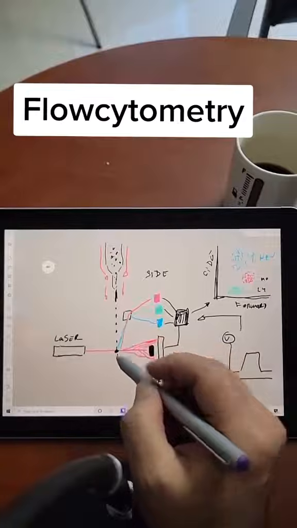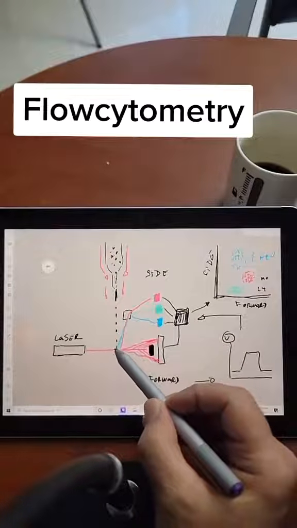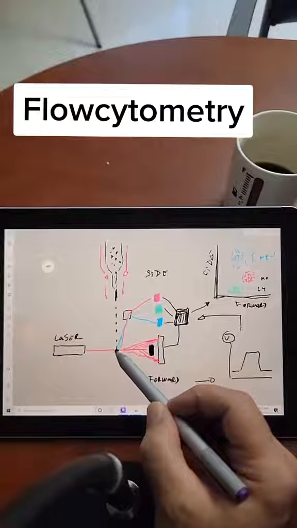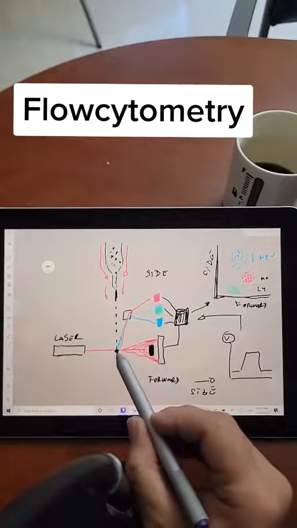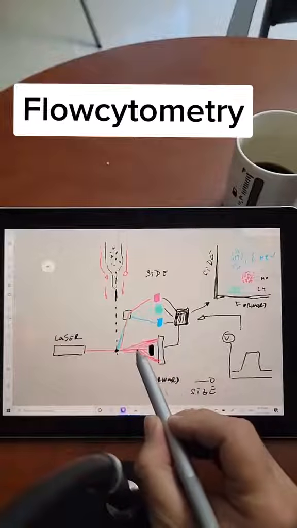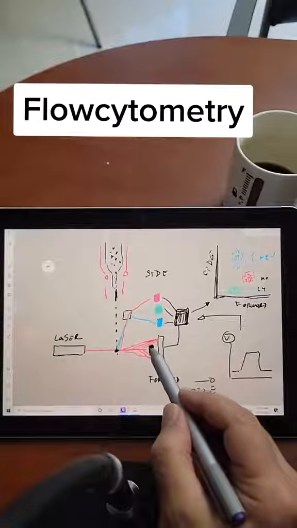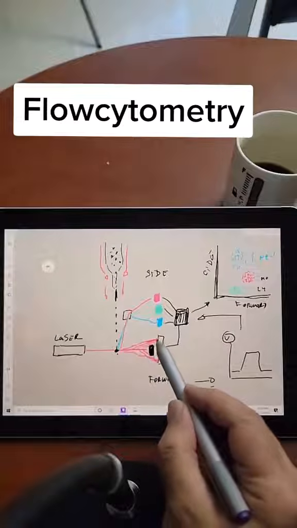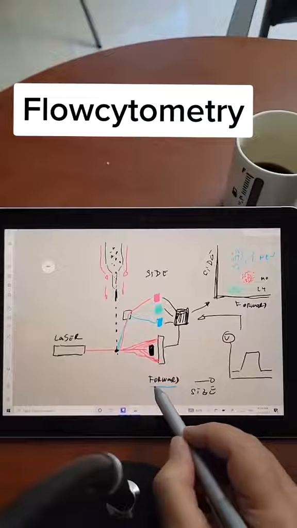As they travel, they will hit this laser, and based on the size and complexity, the light that is emitted from this laser is going to scatter, right? One way to capture that light is called the forward scatter. In this particular way, we'll have a special filter here that will block the central light, so we're going to measure only the scatter, okay? This is called the forward scatter.